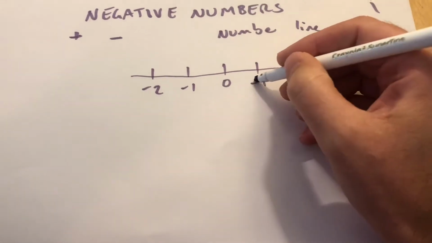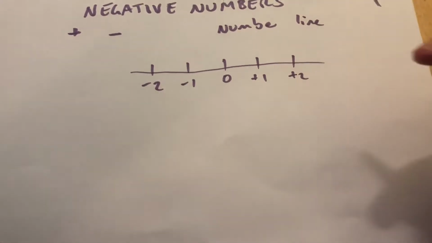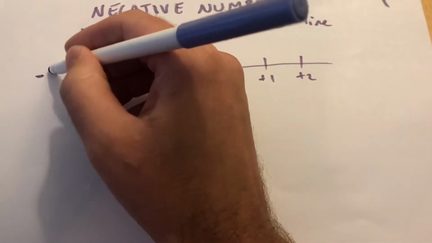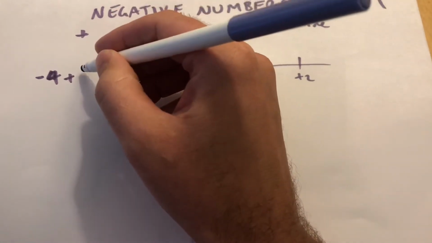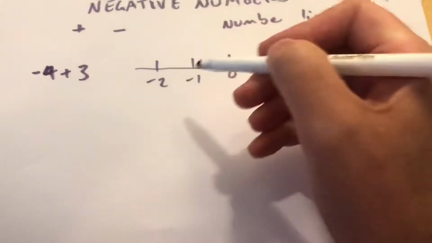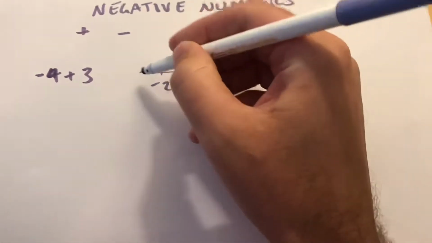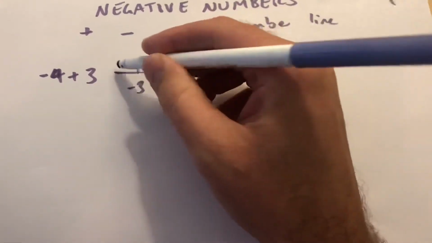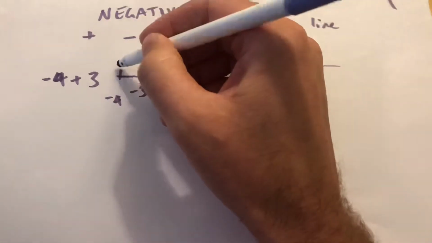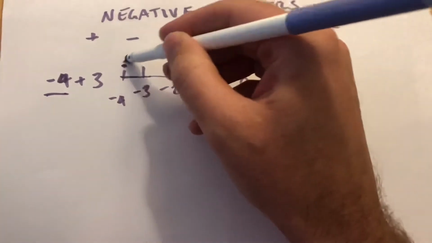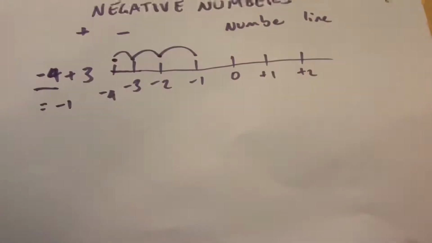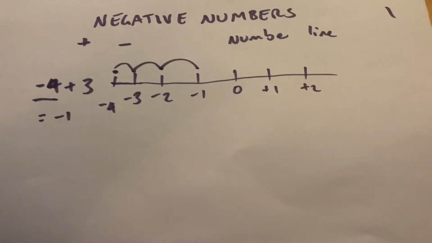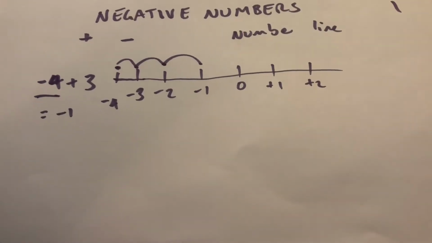Here, just looking at a positive 1, positive 2. Imagine we're going to have -4 add 3. Go and use your number line. Extend that there, -4 there. Start at that first one and then add 3. And you can see you can end up with -1. So don't be discouraged or put off with the use of a number line.